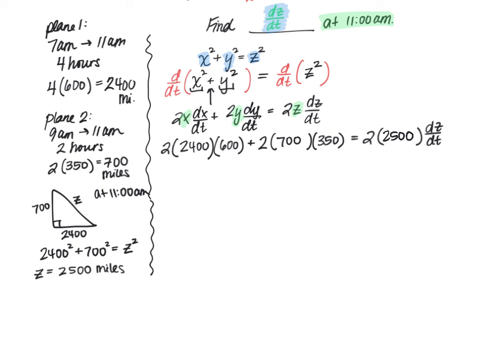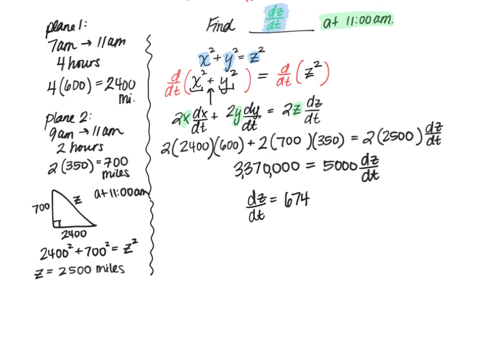Now go ahead, grab your calculators and simplify everything here on the left side of the equation. So that looks like 3,370,000 is equal to 5,000 times dz over dt. And then divide and solve for dz over dt. So this one works out pretty nicely. We get a nice even 674.